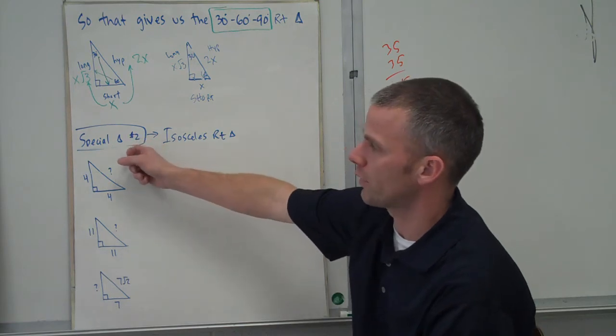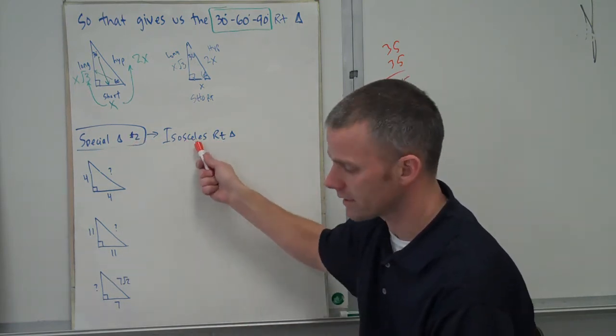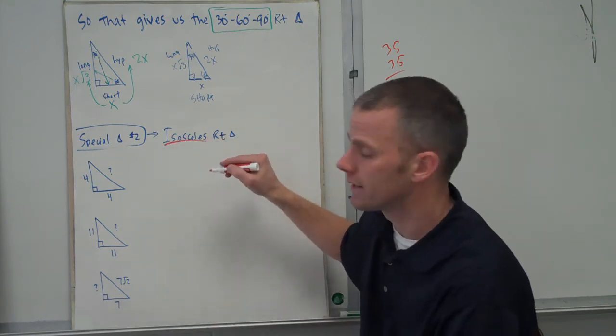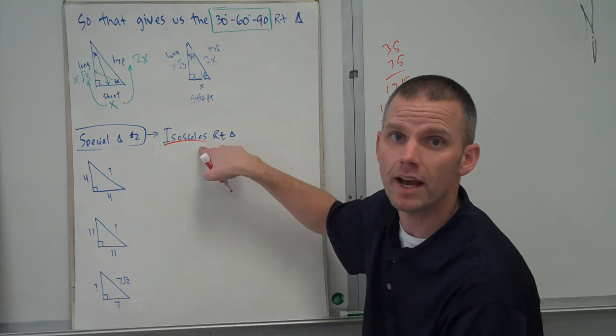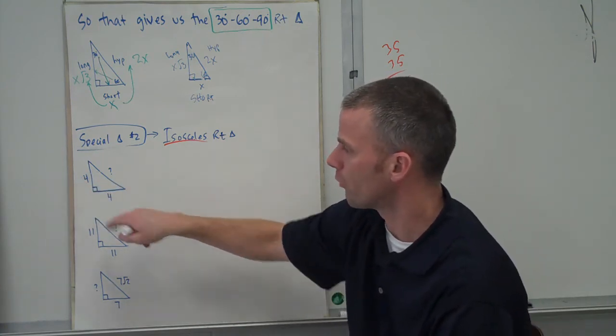There's another type of special right triangle. It's the isosceles right triangle. You have to remember what isosceles means. That's right, isosceles: 2 sides congruent. So you'll see here, 4 and 4.